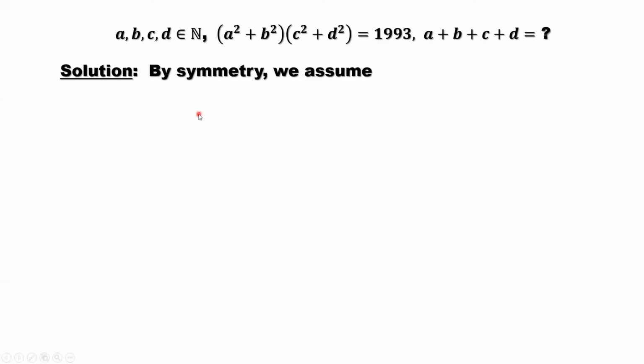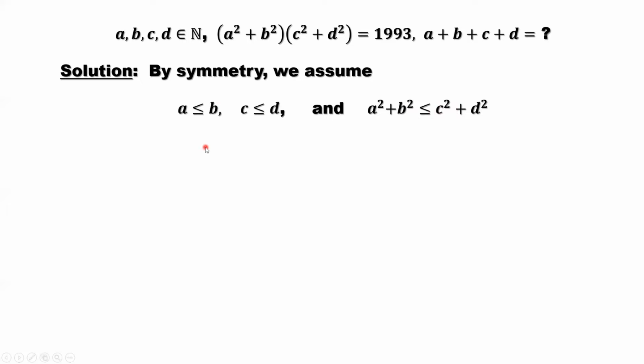By symmetry, we can always assume a less than or equal to b in the first factor, and c less than or equal to d in the second factor. And the first factor is less than or equal to the second factor. Look at the locations of the four parameters. They are symmetric, so we can always assume this way.